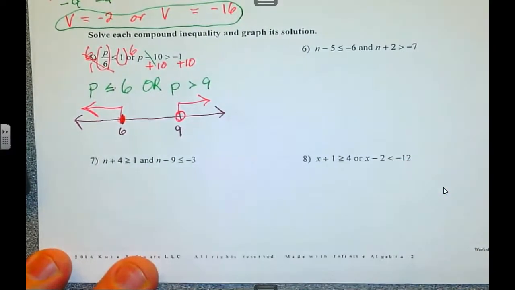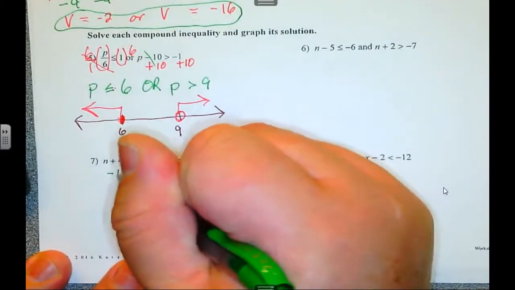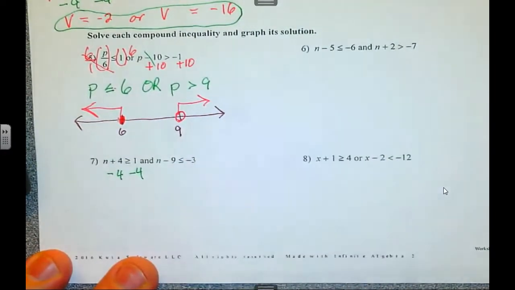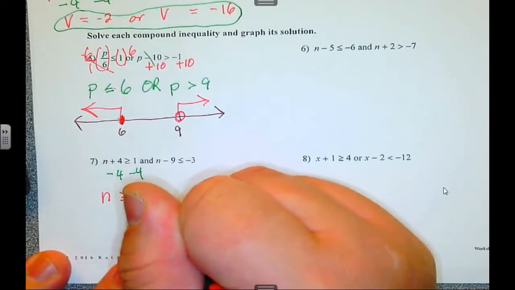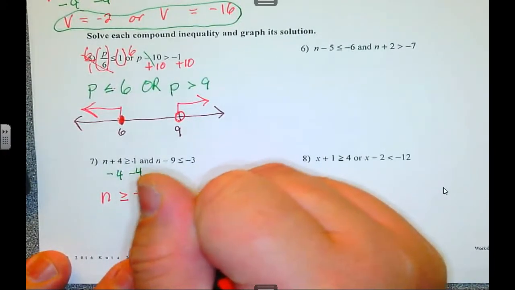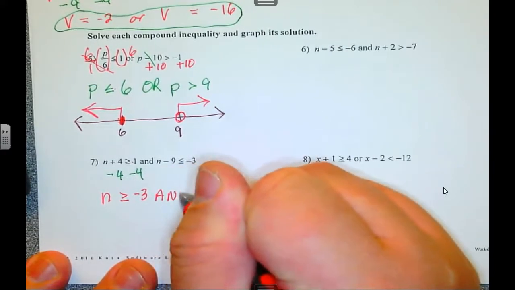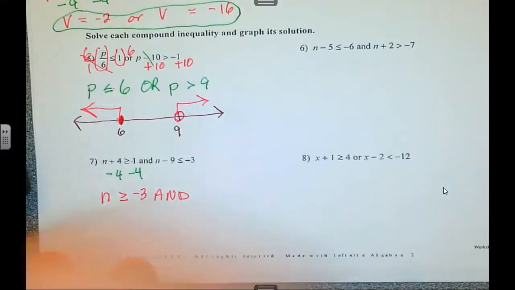Subtract 4 from both sides. N is greater than or equal to 1 minus 4, which is negative 3. And add 9 to both sides.